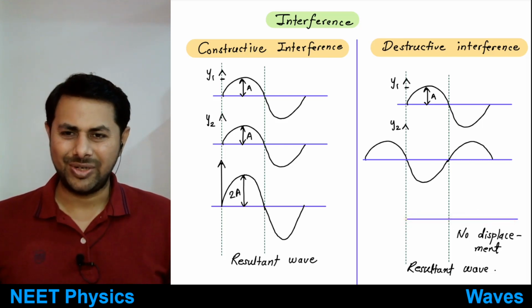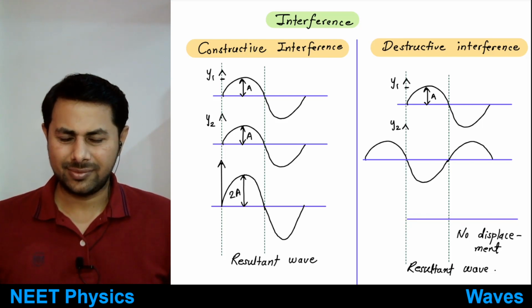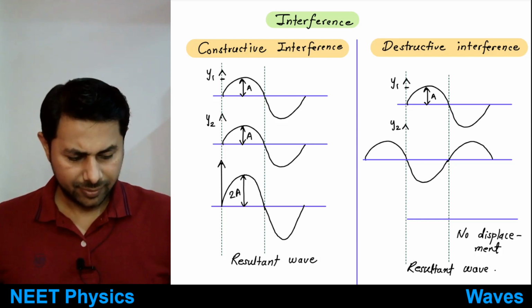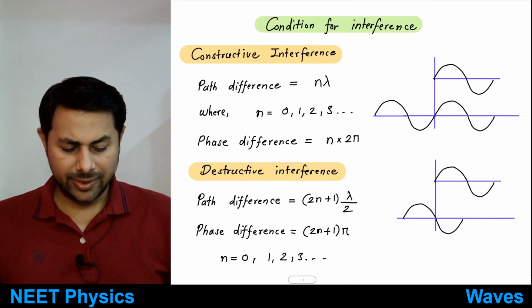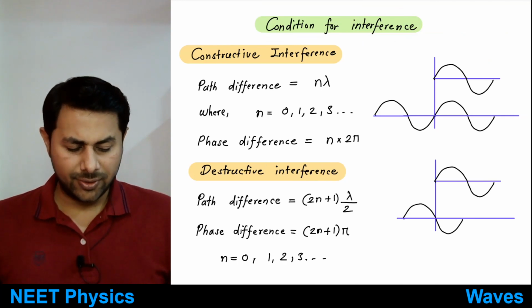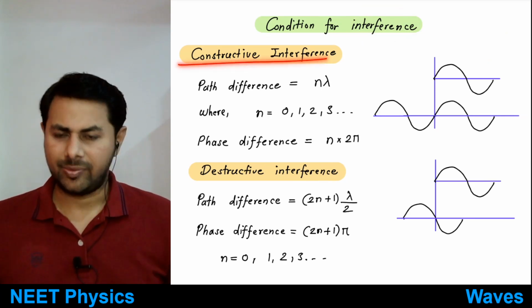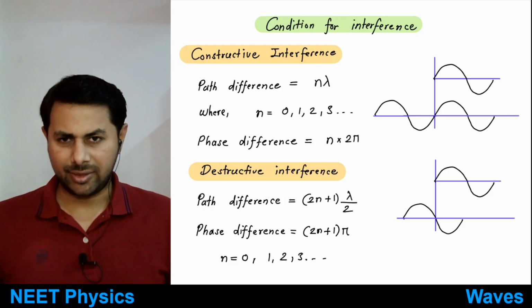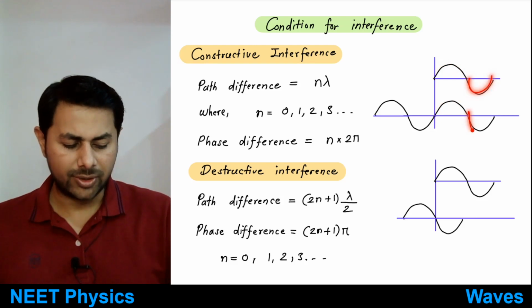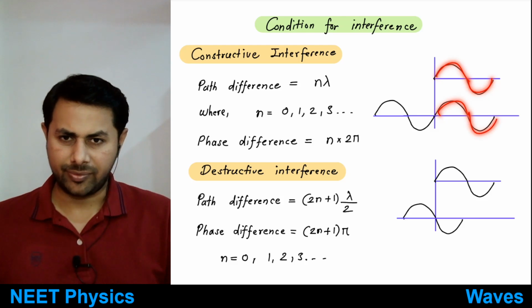This thing is clear, everyone? Right? Okay, good. So after that, there are some conditions for this interference. So what are those conditions? First let's see constructive interference. So what should happen for the constructive interference? Crest should fall on a crest, trough should fall on a trough, right?